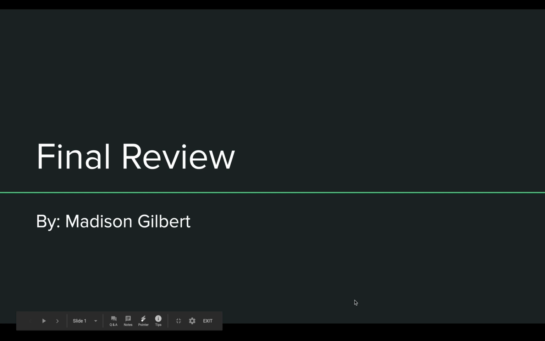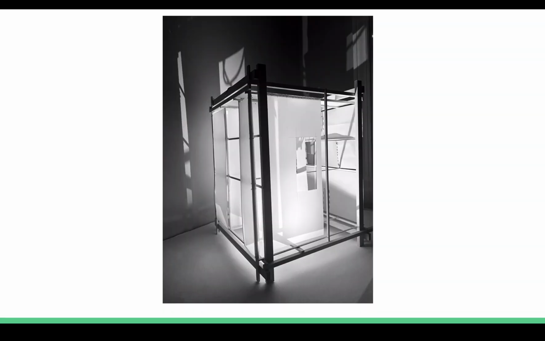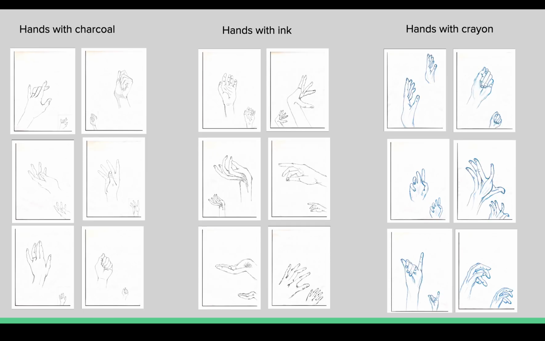My name is Madison Gilbert, and this is my final review. This is a perspective view of the final model that draws you into the composition and into the conversation of how this came to be, being the design process which I will explain in the slides that follow.